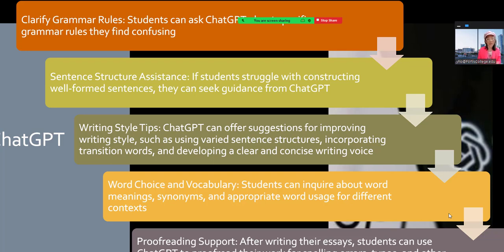Writing style tips. ChatGPT can offer suggestions for improving writing style, such as varied sentence structures, incorporating transition words, and developing a clear and concise writing voice. Word choice and vocabulary. Students can inquire about word meanings, synonyms, and appropriate word usage for different contexts. Proofreading support. After writing their essays, students can use ChatGPT to proofread their work for spelling errors, typos, and other common mistakes.